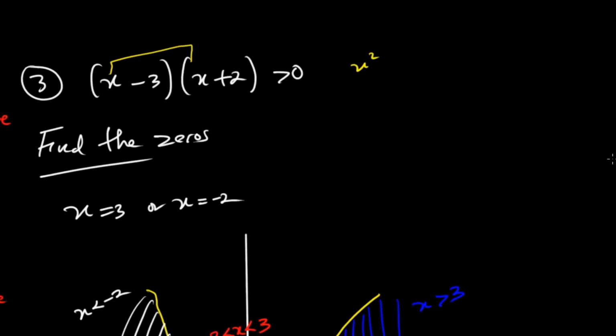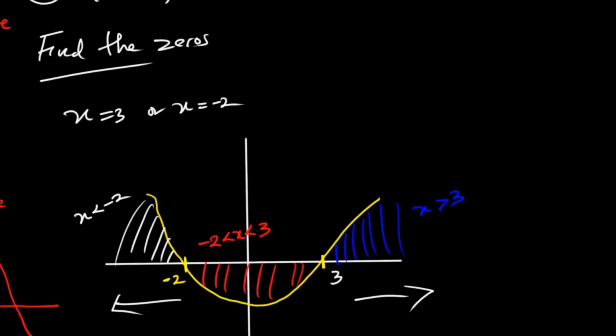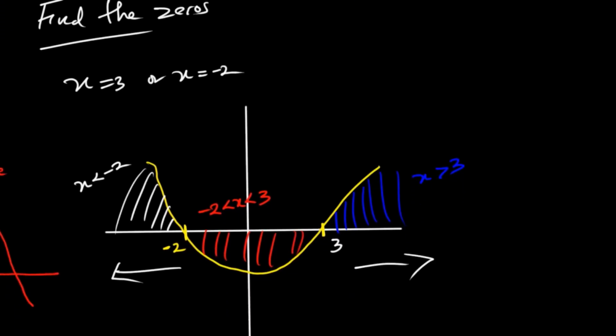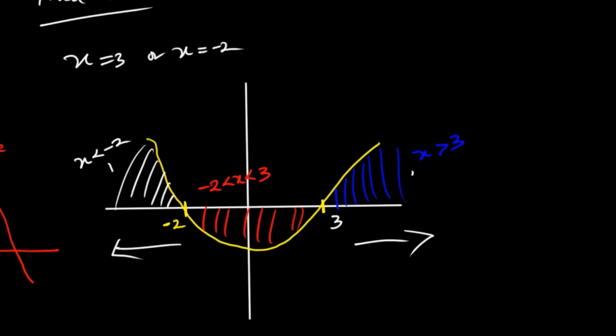So in our symbol, we have greater than a. I mentioned whenever we have greater than, you have to associate with it positive. So you have to look at all the points that fall above the x-axis. And if you look here, we have this particular range that falls above the x-axis, and also this range that falls above the x-axis.